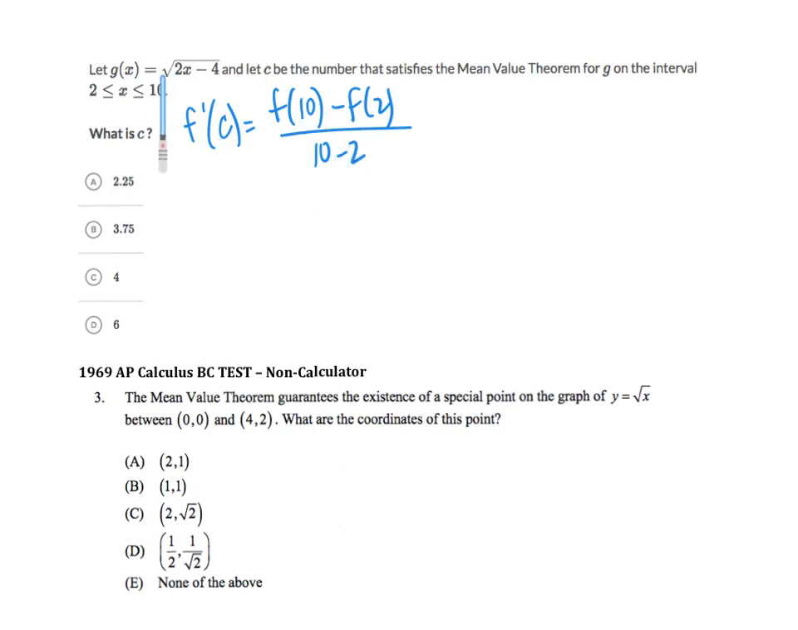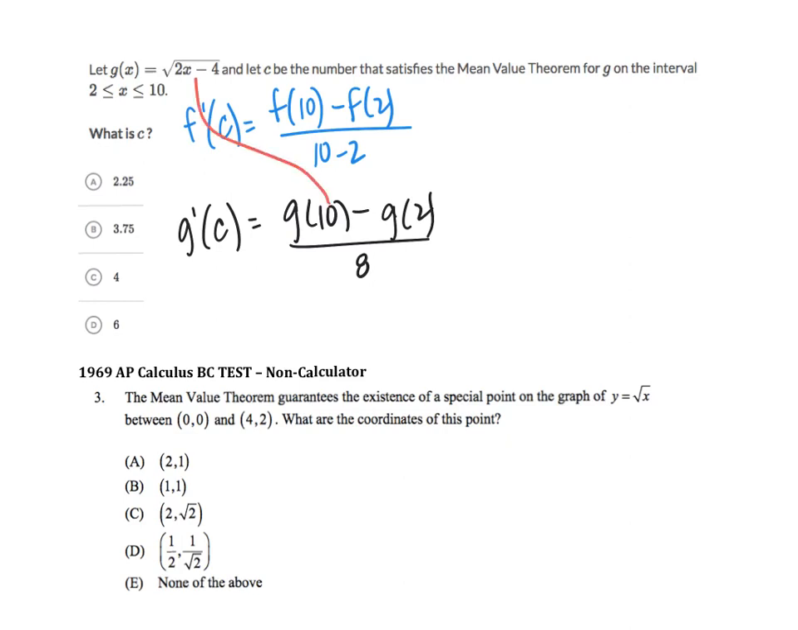Well, let's go ahead and find g of 10. In this case, we're dealing with g's. So g prime of c will be g of 10 minus g of 2 all over 8. All right, g of 10. If I plug in 10 here, g of 10 would be 20 minus 4, which is 16. Square root of 16 is 4. g of 2 is the square root of 0, which is 0, over 8. So we're left with my slope being equal to 1/2.